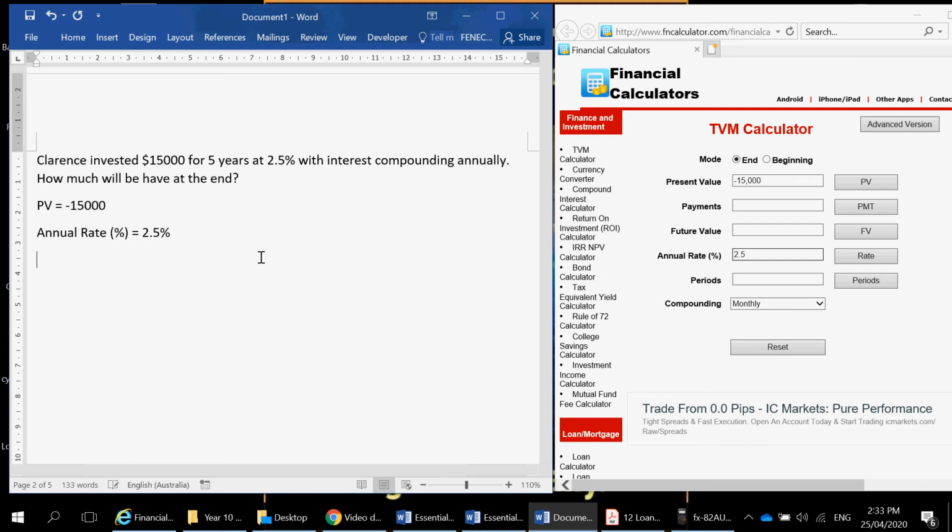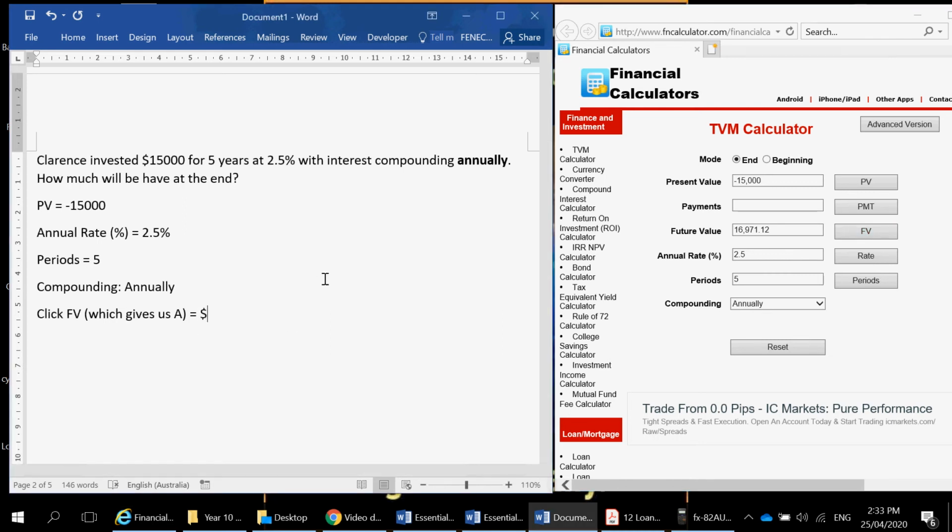The time periods, we're working in years. It said interest compounding annually, and I said 5 years. So this is a simpler example, 5 years, 5 time periods, bang. Right? Got to be careful. The compounding is annually. I've changed the compounding to annually to make sure it doesn't stuff up. Compounding annually, and then click FV, which gives us A. Ta-da!